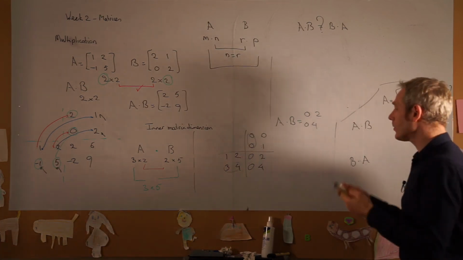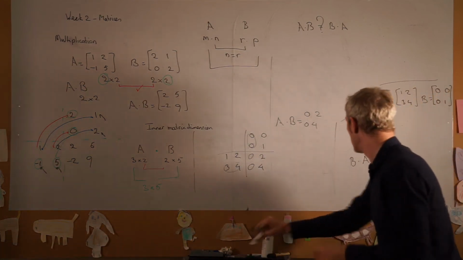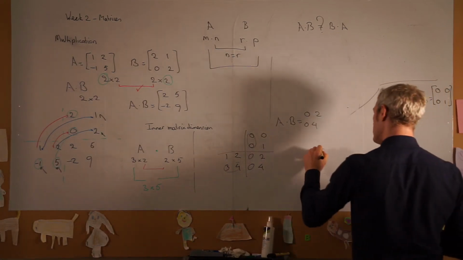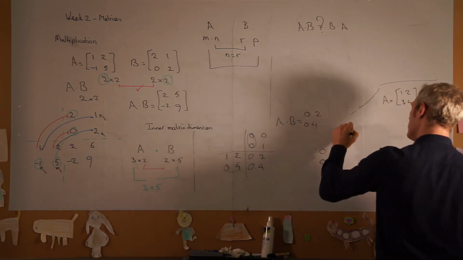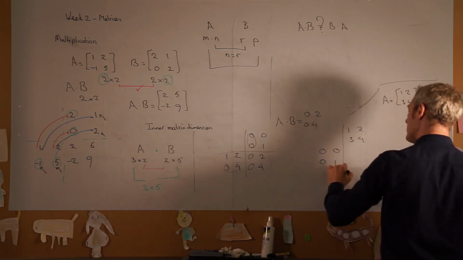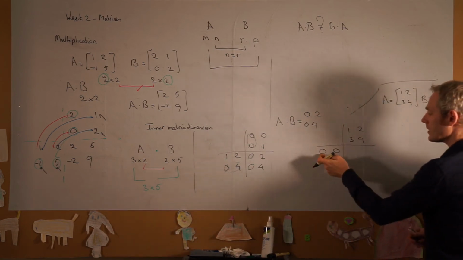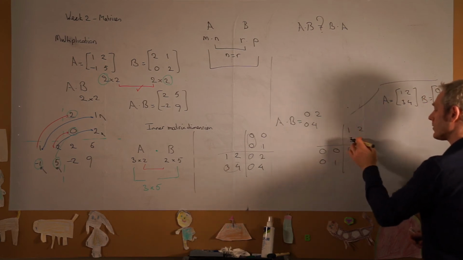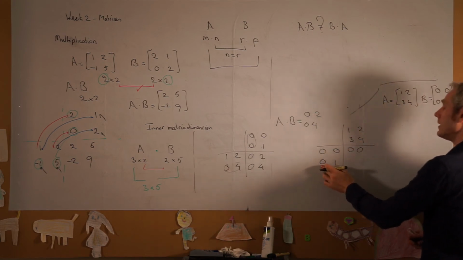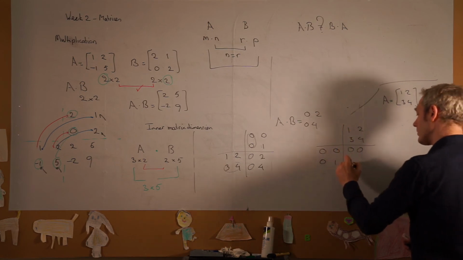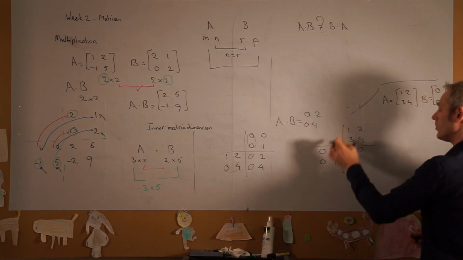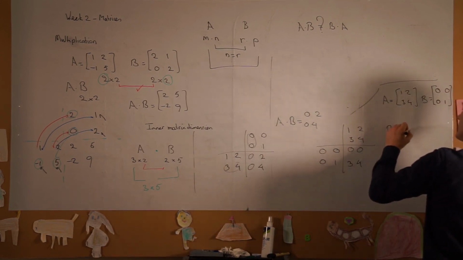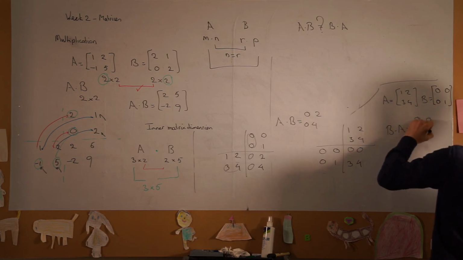Now let's see what happens if we reverse the two. So I have 0, 0, 0, 1, and 1, 2, 3, 4. Now, 0 times 1 plus 0 times 3 is 0. 0 times 2 plus 0 times 4 is 0. 0 times 1 plus 1 times 3 is 3. 0 times 2 plus 1 times 4 is 4. So B times A is equal to [0, 0; 3, 4].